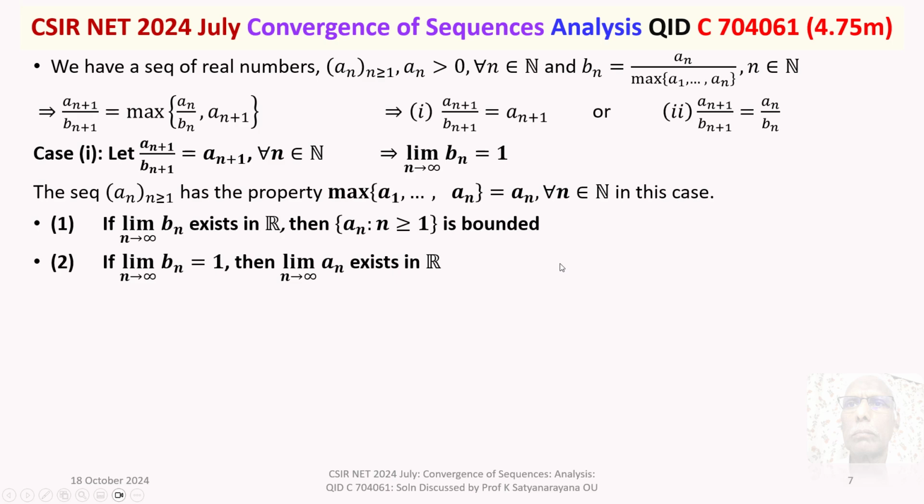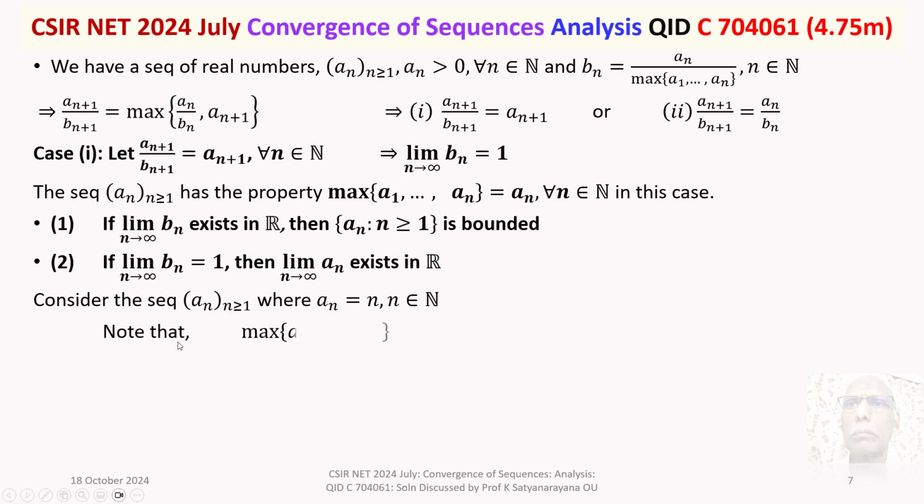Right. Now we consider an example here because we want to say this is not true. So we consider the sequence a_n, where n belongs to N, and a_n = n. That means we are considering the sequence 1, 2, 3, 4, 5, and so on and so forth. Agreed.